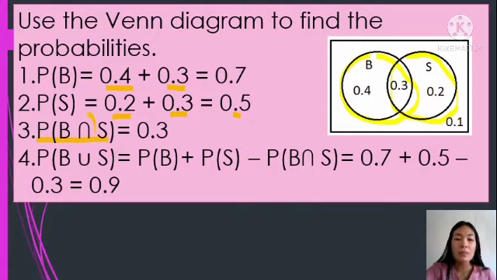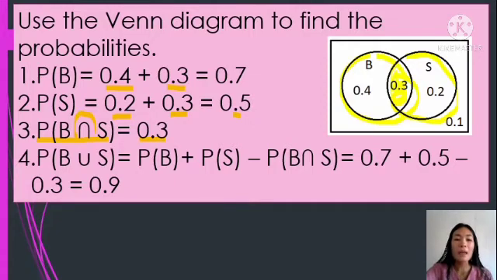So this is the symbol of the intersection. So by just looking at the Venn diagram, the overlapping region here, okay, it's 0.3. So this is the intersection of basketball and soccer event. So this is why 0.3.